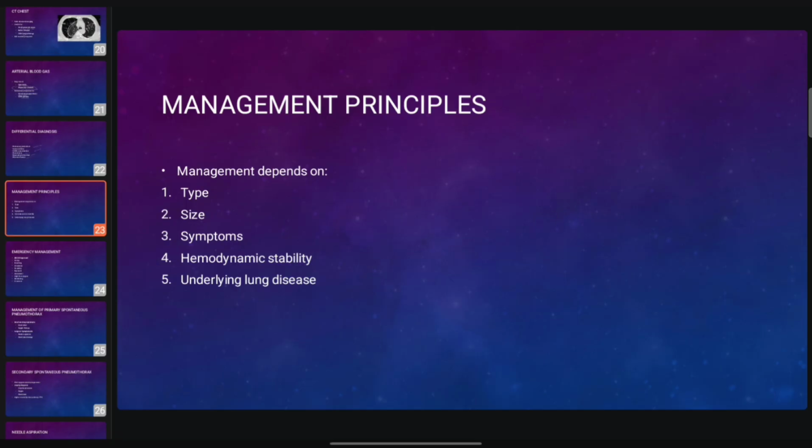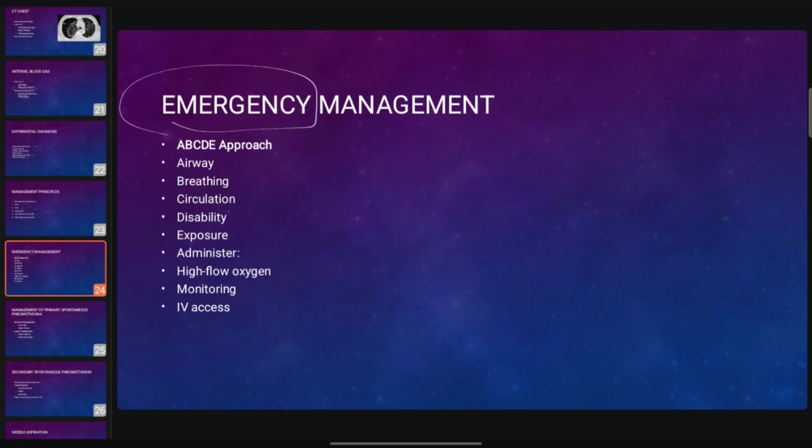Talking about the management, the management depends on the type of pneumothorax, size of pneumothorax, symptoms, hemodynamic stability, and underlying lung disease. In the emergency department, as we talked about earlier, we first start with the ABCDE approach: airway, breathing, circulation, disability, exposure, and then we administer high flow oxygen, monitoring, and IV access with a 2-bore IV cannula.